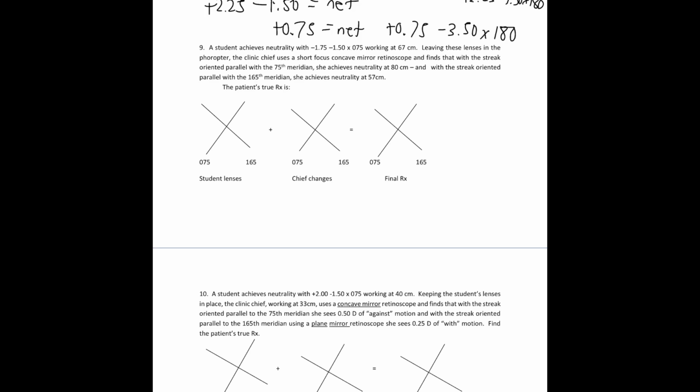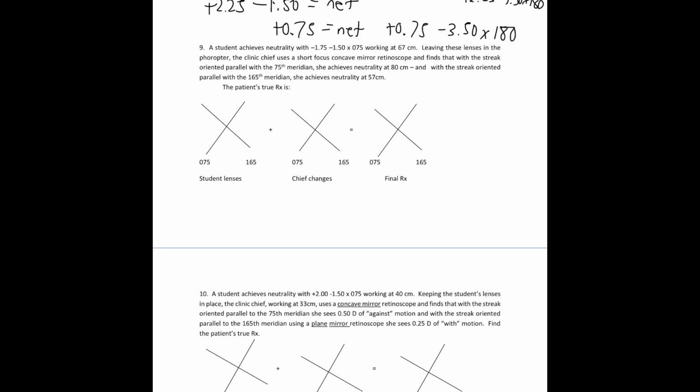What I want you to keep in mind is that there are two main ways that they do these problems. The student finds a particular prescription, and then the chief comes in and sees neutral at a particular distance. I'm not going to explain what we do yet; we'll do it as we go. Another situation is when the student finds particular lenses, and then the chief sees against or with motion and changes something. So this is, I think, the first one.